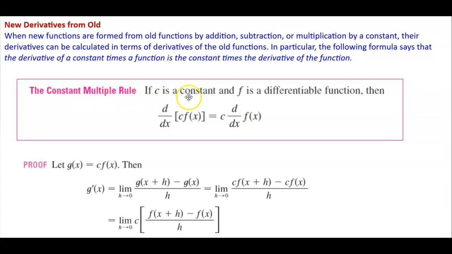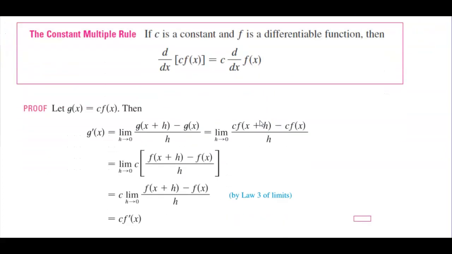If c is a constant and f is a differentiable function, then the derivative with respect to x of the constant times f of x, you can factor out the value of c and then take the derivative of that function. Okay, so let's take a look at the proof here.